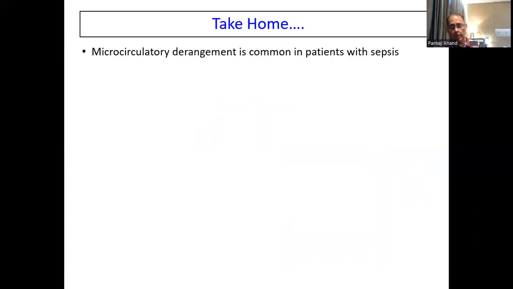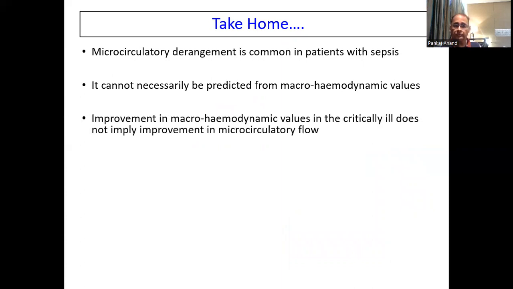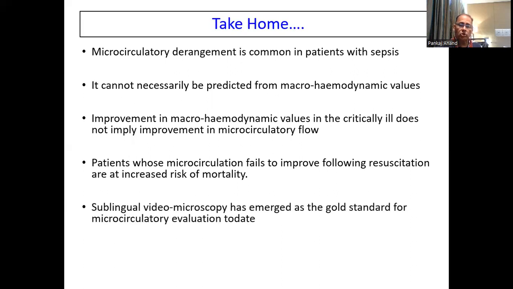So to summarize finally, microcirculatory derangement is common in patients with sepsis. It cannot necessarily be predicted from macrohemodynamic values. That's very important. An improvement in macrohemodynamic values in the critically ill patient does not always imply improvement in microcirculatory flow. Your patients whose microcirculation fails to improve following resuscitation are definitely at a much higher risk of mortality.